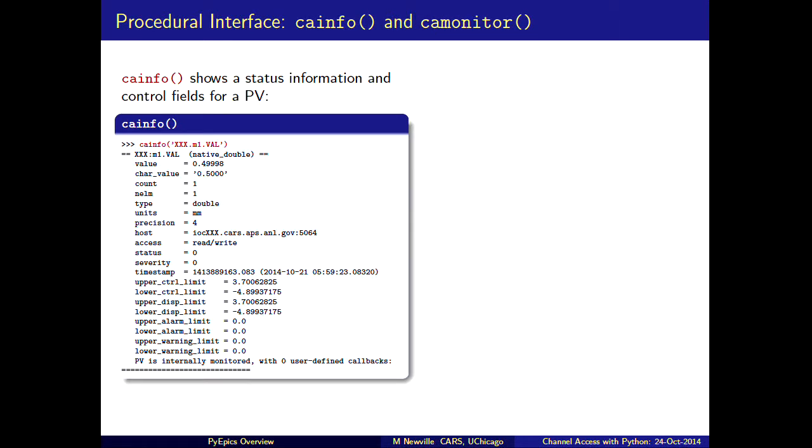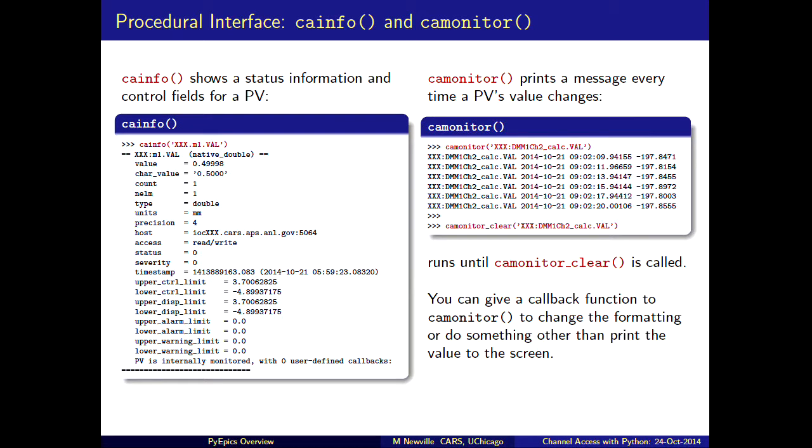There's also CA info, which shows you the status information and control fields, so all of the status and control limits and the timestamps and what the host is and so on for a PV. And then there's a monitor function, which is pretty simple. It just prints out the value as you go. So you say CA monitor, and it immediately starts printing out values as they update.